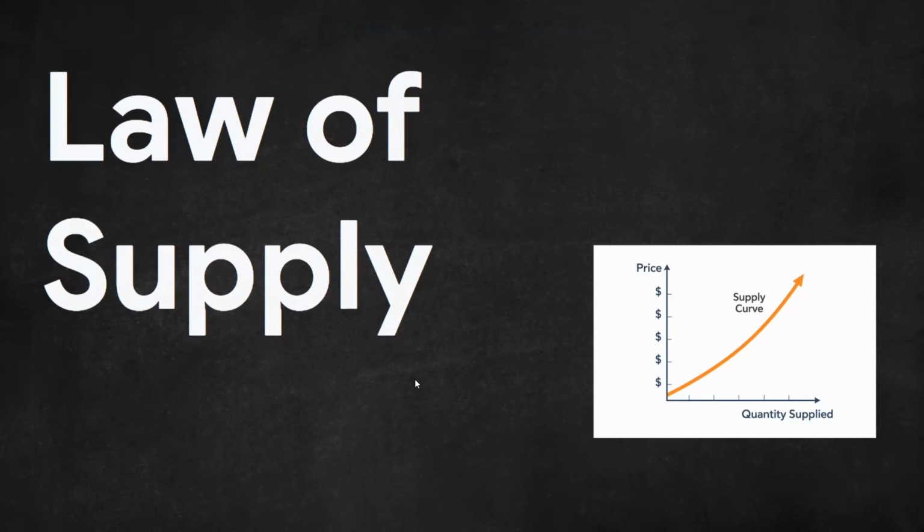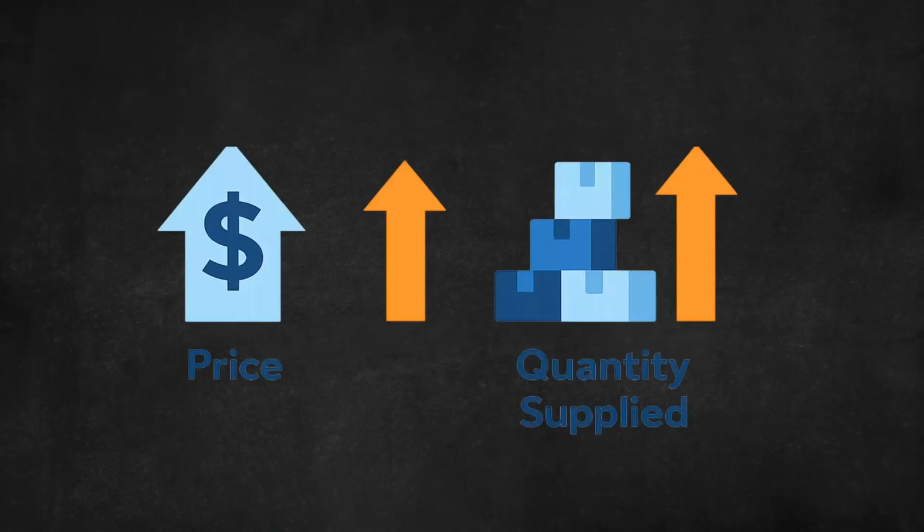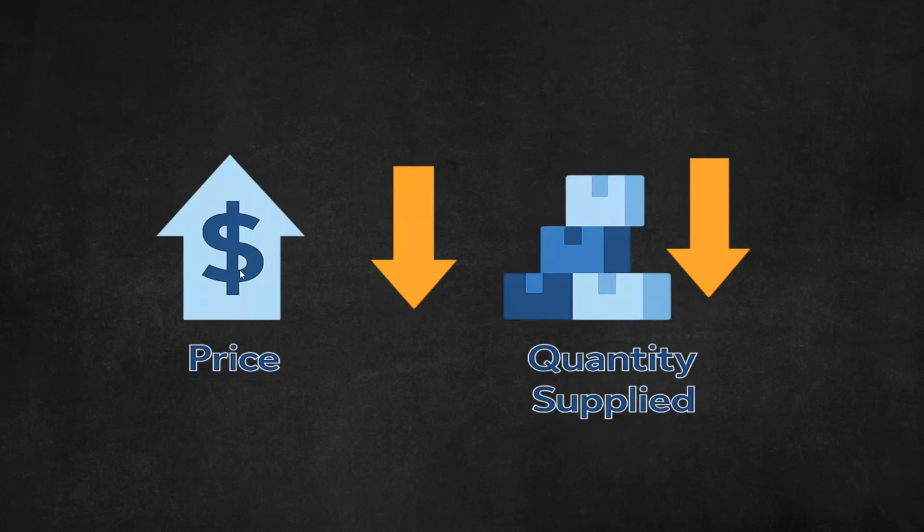Now that you guys have learned the law of demand, let's talk about the law of supply and learn that too. So, what exactly is the law of supply? The law of supply tells us, with all else held equal, so ceteris paribus, meaning nothing else changes, as our price increases, so will our quantity supplied. And on the contrary, as our price decreases, so will our quantity supplied.